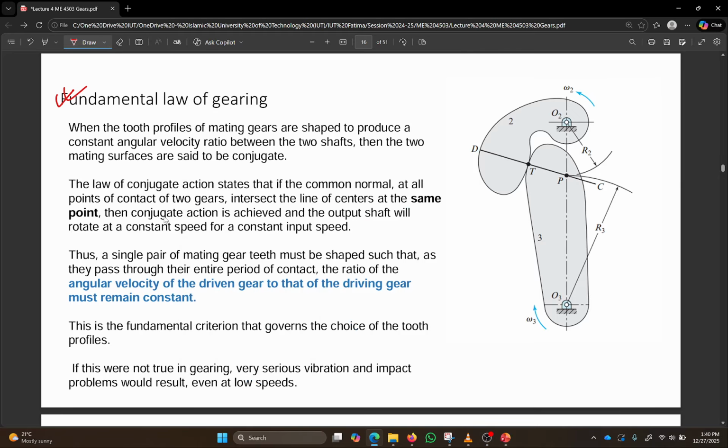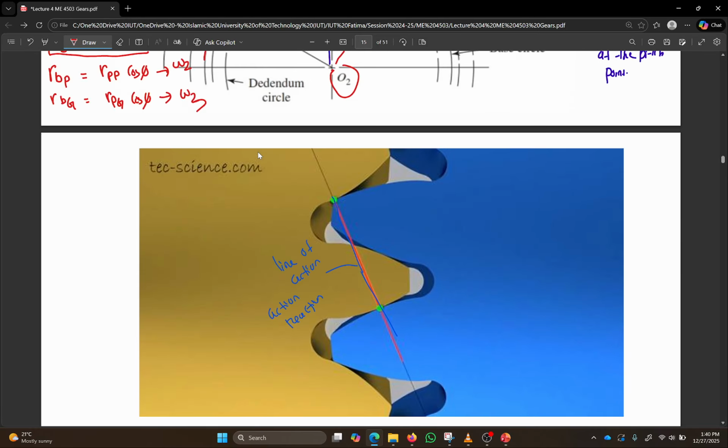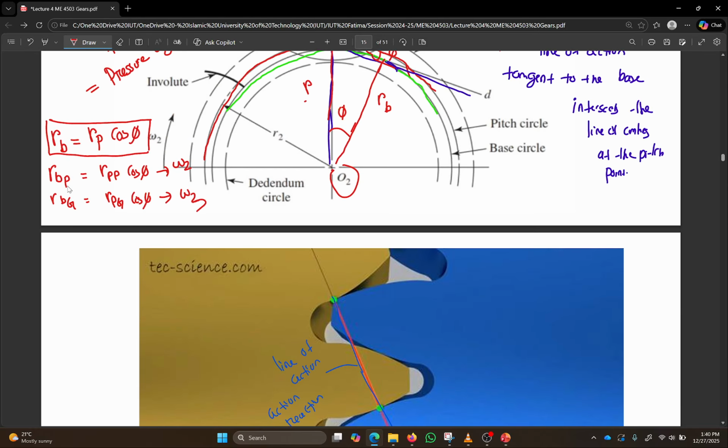Another thing before I start this one: just now, we saw how the base circle radius and pitch circle radius have a relationship. The same relationship also applies to circular pitch. Now you know circular pitch is denoted by small p. So if I want to find the circular pitch of the base circle, it will be the pitch circle's circular pitch, basically the original circular pitch, times cos phi. The same definition.